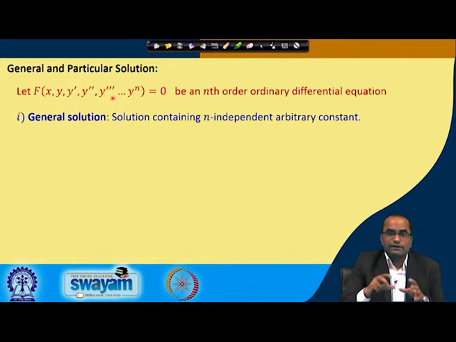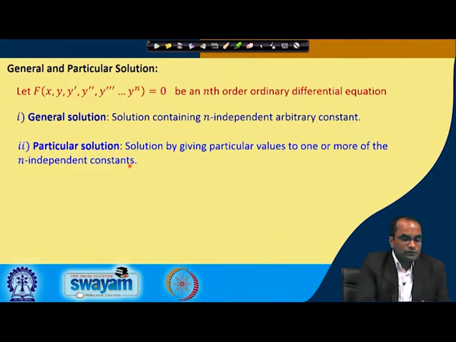But a particular solution means a particular curve. That is possible only when some other supplementary conditions are supplied with the differential equation, and then the differential equation together with these supplementary conditions gives particular solutions.